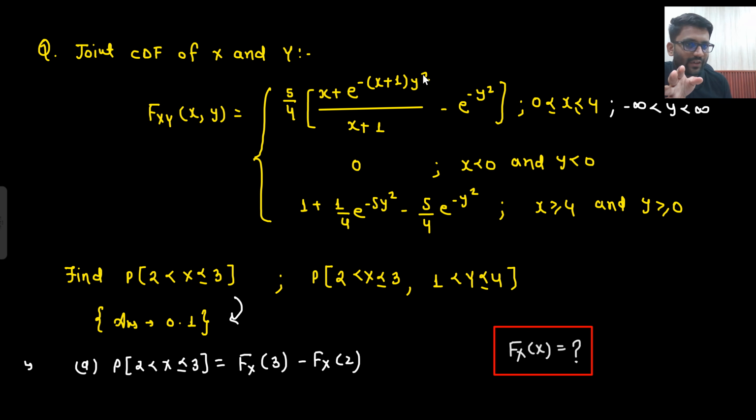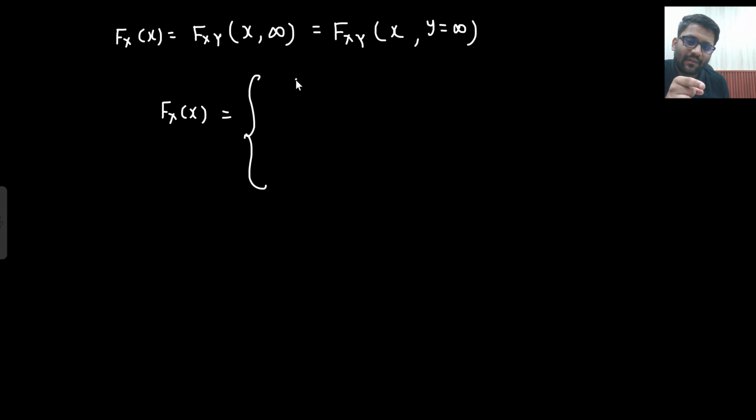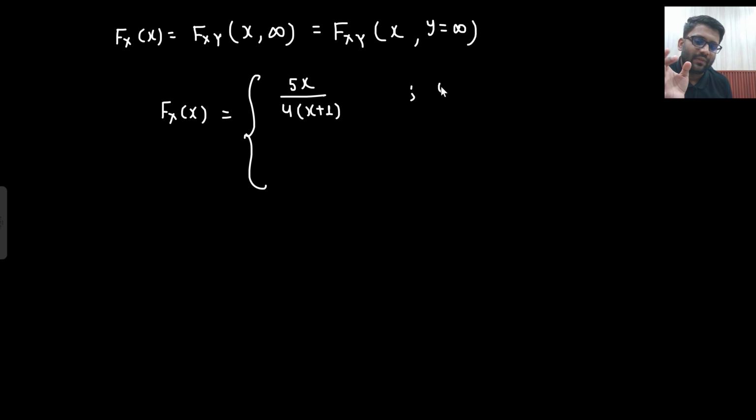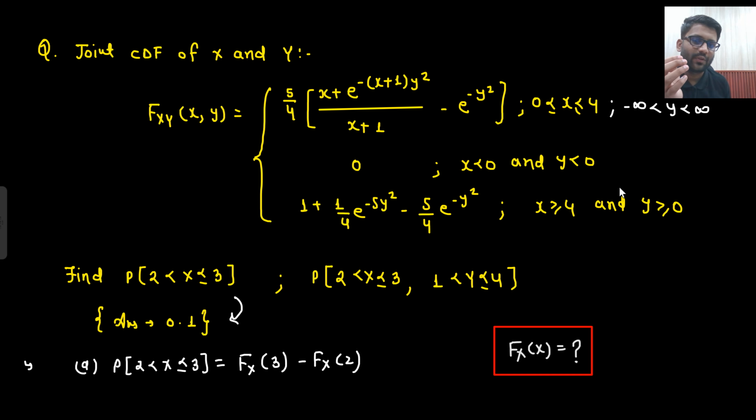That means here as well you will put y equals infinity. So if you put y equals infinity here, what will happen? This will become 0, so we get 5x divided by 4x plus 1. And this will be 0 only. This holds when x goes from 0 to 4, because now I care about only x.